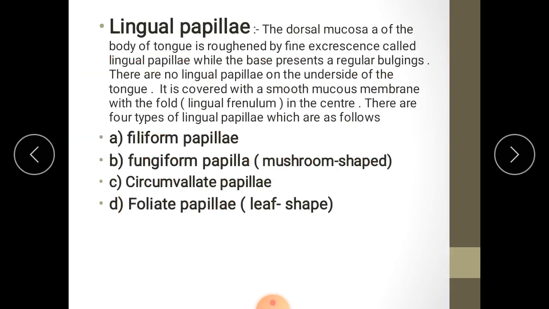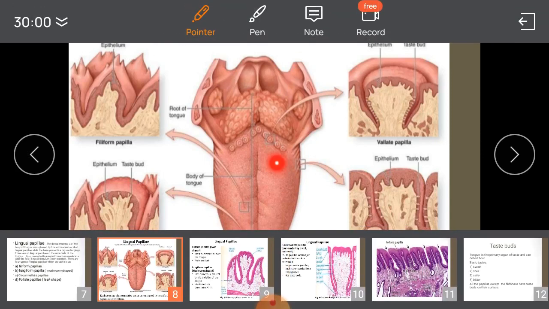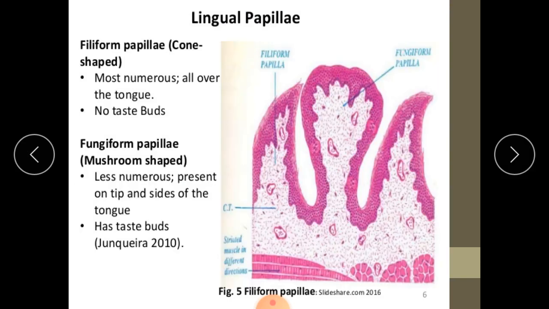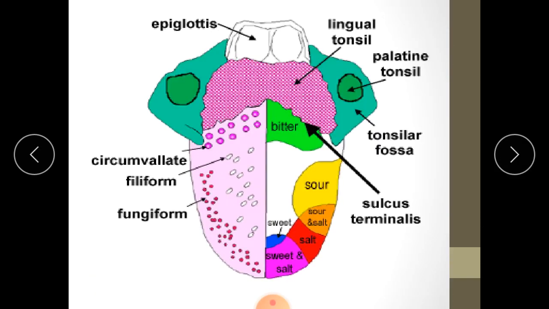So, different types of papillae. Can you see the dots here? These are circumvallate papillae, filiform papillae. The largest lingual papillae are the circumvallate papillae. Here, filiform papillae are there. These are fungiform papillae, and foliate papillae are also there. So there are mainly four different types of lingual papillae.